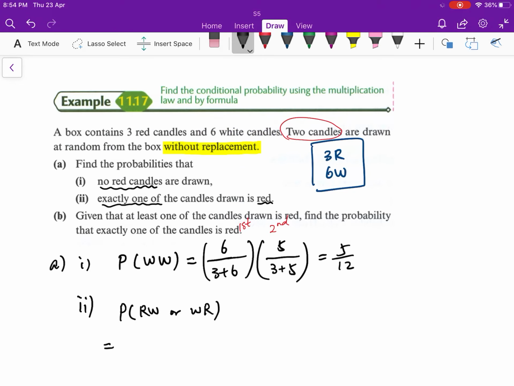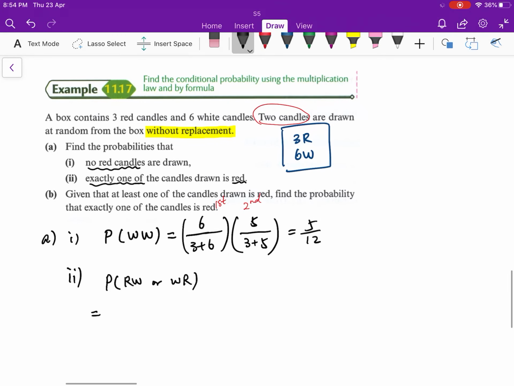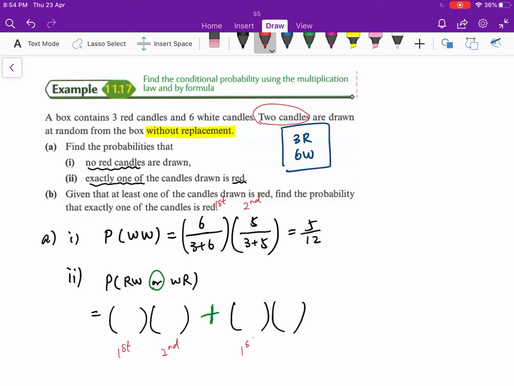So of course the order is important, okay? So we want to find the probability of red whites and white reds. Okay, so let's think about it. First one, second, or in math, remember, "or" in math actually means plus, okay? Because you got two candles, so first, second, third, second, okay? Think about it. So first one, I need to take out the red.